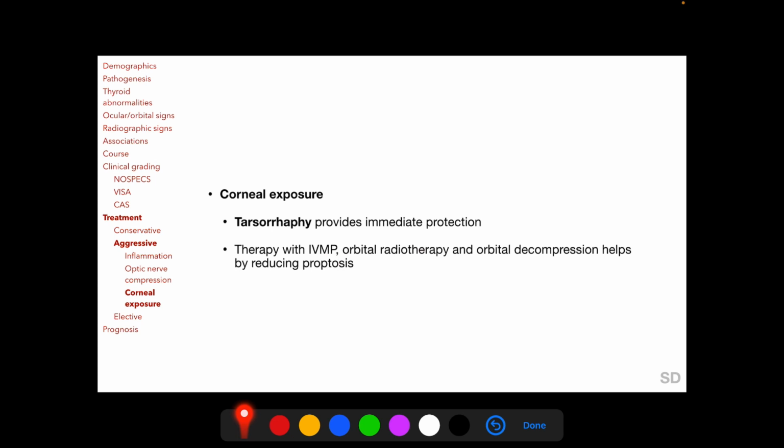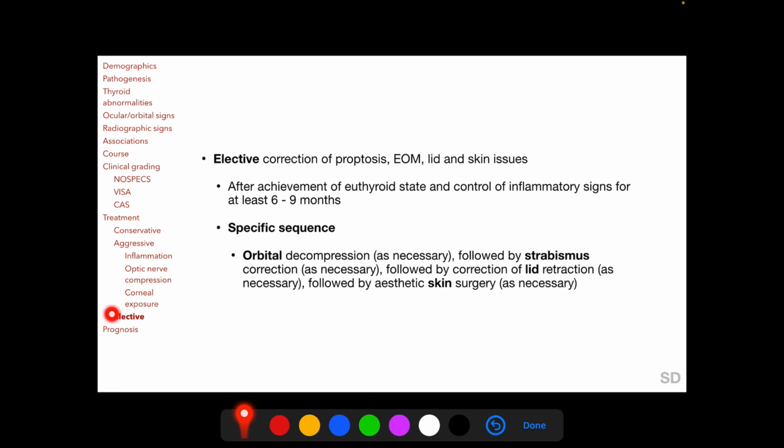And IVMP, radiotherapy and orbital decompression surgery reduce corneal exposure by reducing proptosis and provide a more long-term solution. Elective surgery for thyroid eye disease may be required for correction of proptosis, muscle dysfunctions, lid and skin issues, but elective surgery for these problems should be done only after achievement of the euthyroid state and control of the inflammatory signs for at least 6 to 9 months.